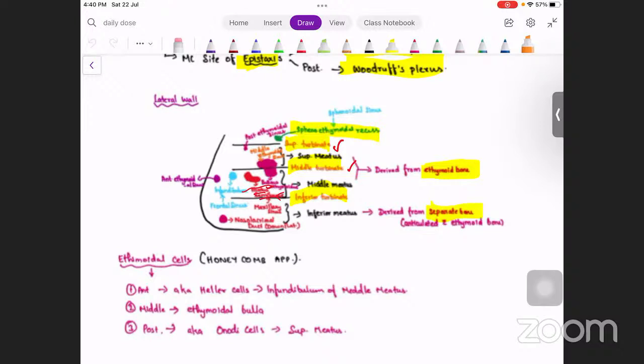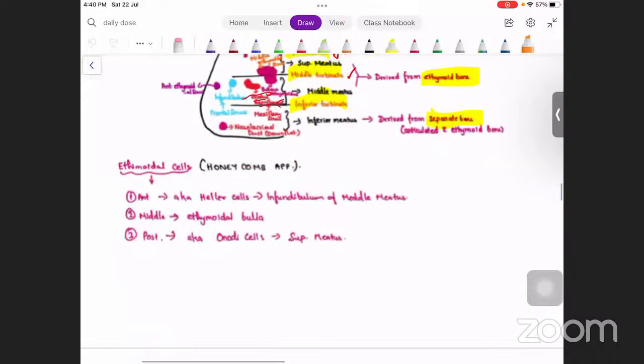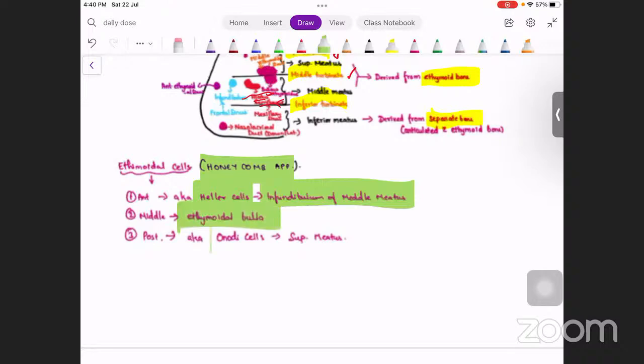Apart from that, you have ethmoidal cells, which give you a honeycomb appearance. So anterior ethmoidal cells, also known as Keller cells, form an infundibulum. And then you have a middle one, which is an ethmoidal bulla. And then posterior, also known as Onodi cells, drain into the superior meatus. These Onodi cells are very, very important, which drain into the superior meatus.